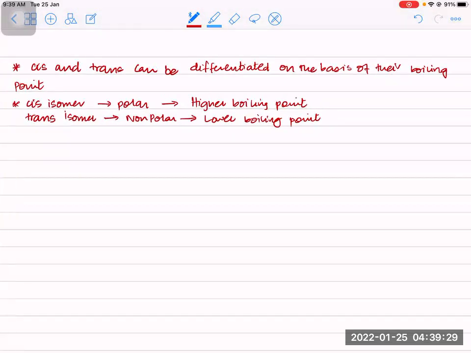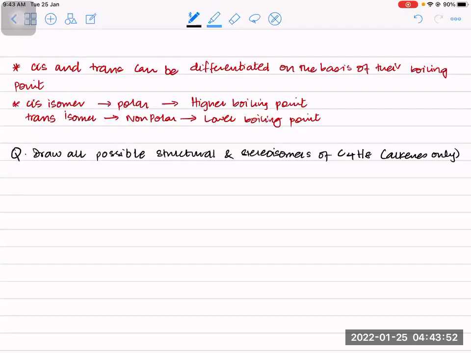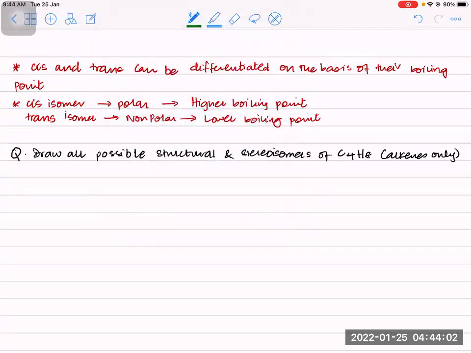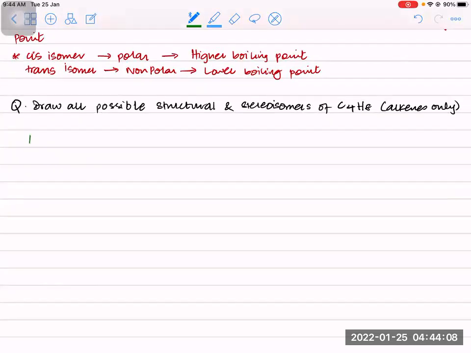All right. Let's have you try this question. You have for this? 4. Let's see. So we have draw all possible structural and stereoisomers of C4H8. So C4H8, they've told you to make alkenes only. So in structural, you will not include the functional isomers. All right. So let's draw the first one.